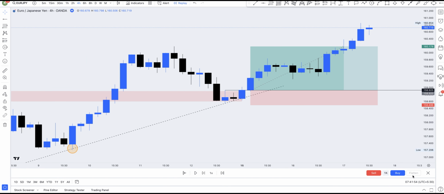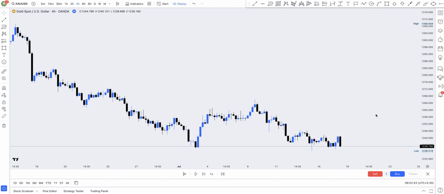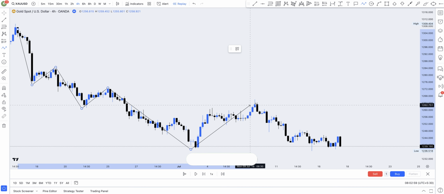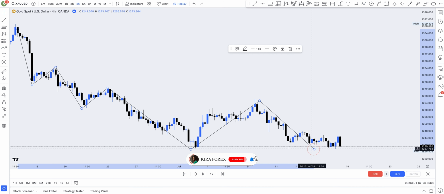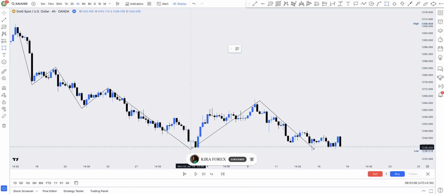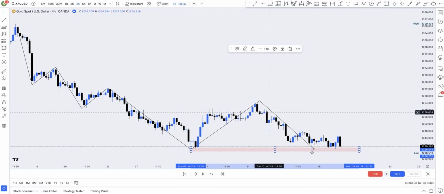Now let's look for another example. The first example we did was in an uptrend, and we are now on the downtrend. When you look at this chart, you can see that price is moving in a downtrend because we have a series of lower lows and lower highs. Then at this point we have our resistance level, here.